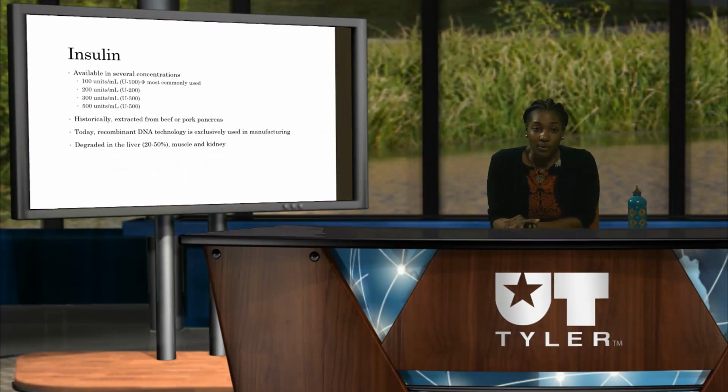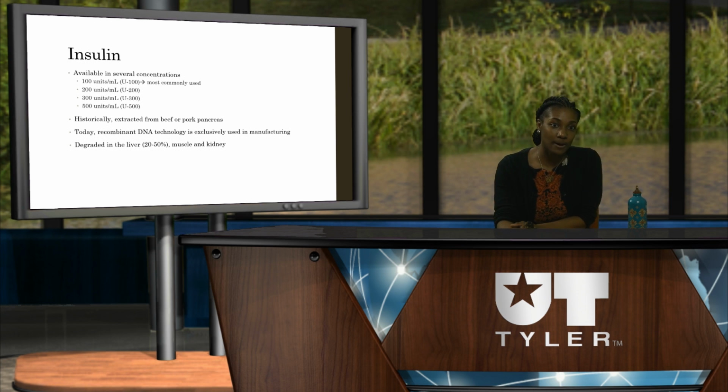So insulin is available in several different concentrations. 100 units per mL, or U100, is the most commonly used. That's what we see with most of our insulins. But some insulin can be available in U200, U300, and U500. Essentially the amount of insulin per mL increases as you go. Most of the time, U100 is what's used for our diabetic patients. Once you get up to the U200, 300, 500, that's going to be mostly for uncontrolled type 2 diabetics.